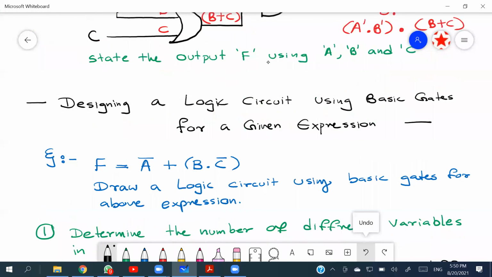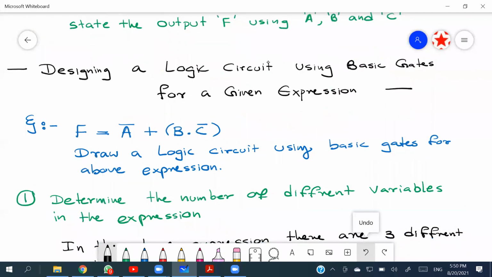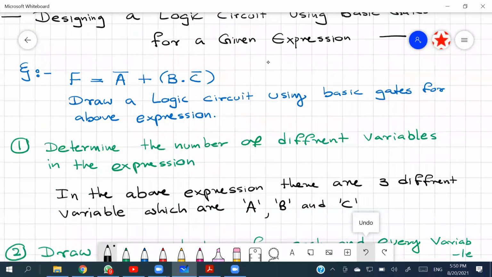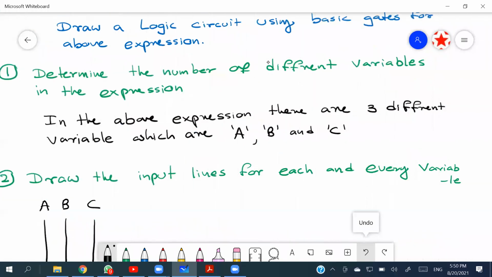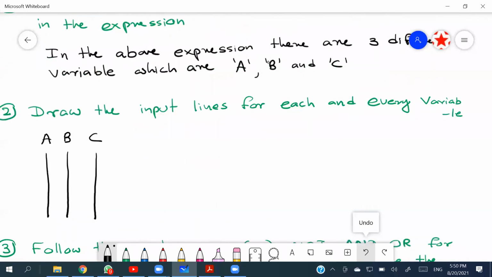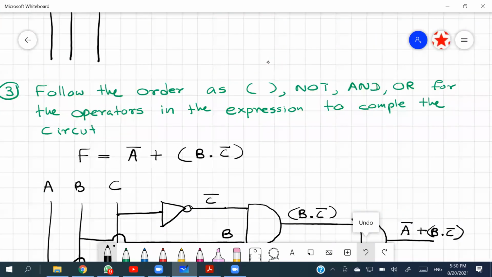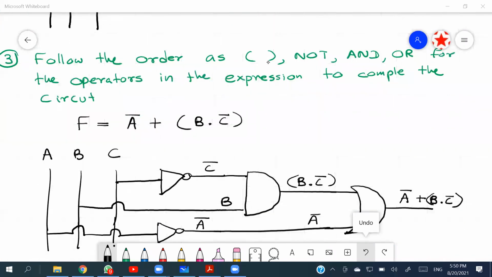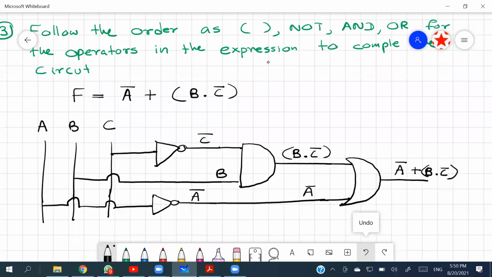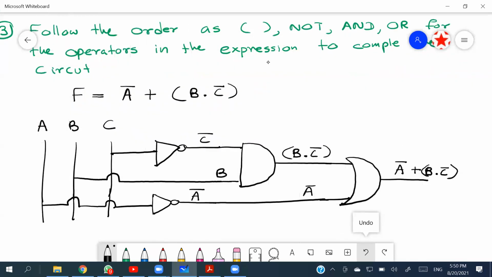When the expression is given, first we have to recognize the number of different variables in the expression. Then according to those variables, we have to draw the input lines. Then, by considering the order of brackets, NOT, and OR, we have to complete the circuit according to the expression presented to us, right?